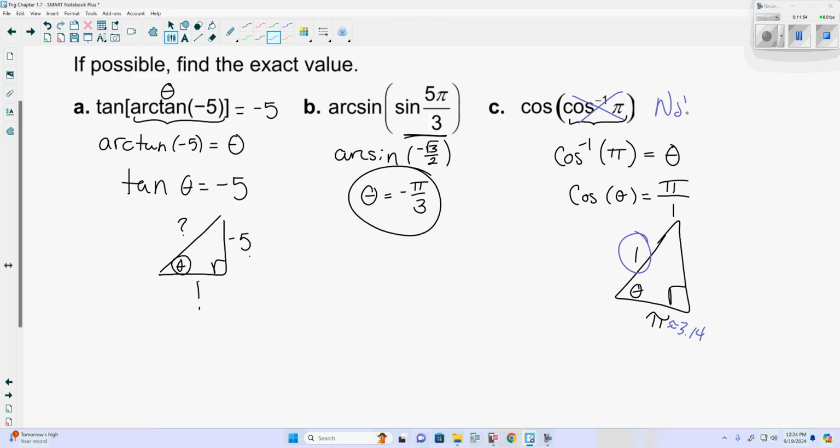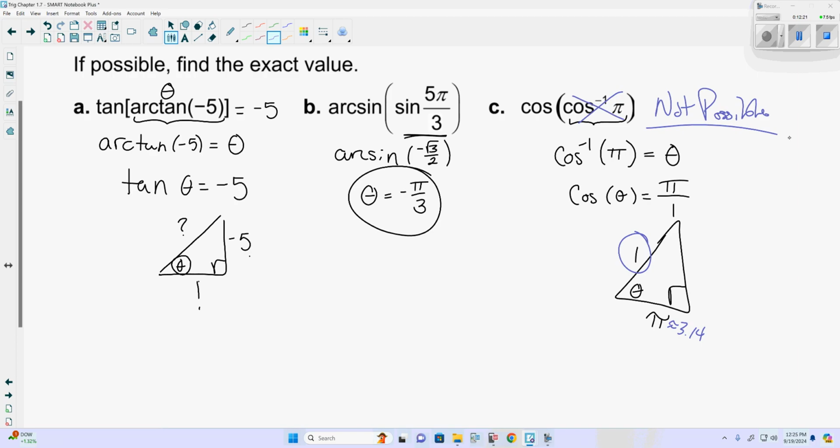So we can't take cosine inverse of pi. This is not possible. There is no way we can take cosine inverse of pi, because again, when we take cosine inverse or sine inverse, the number inside there has to be between -1 and 1. If it's outside that, it's not possible. Questions on this here? Yes, sir.